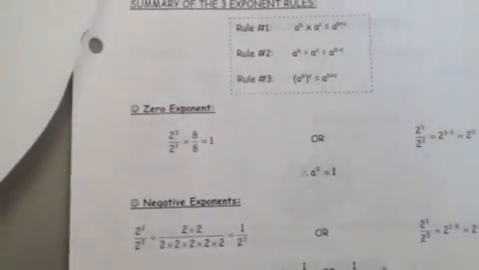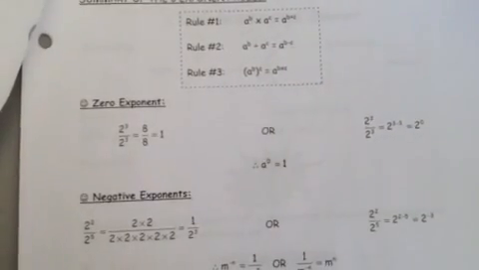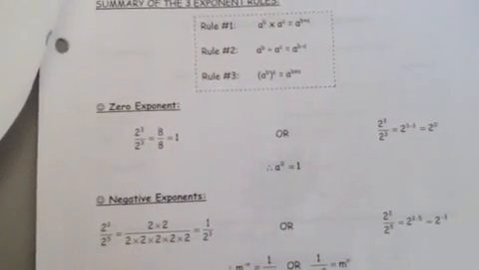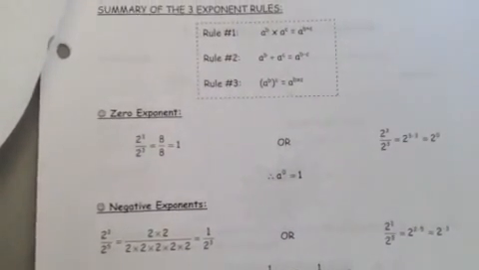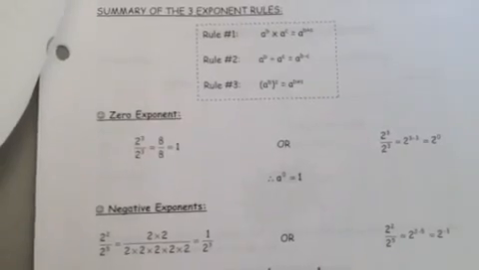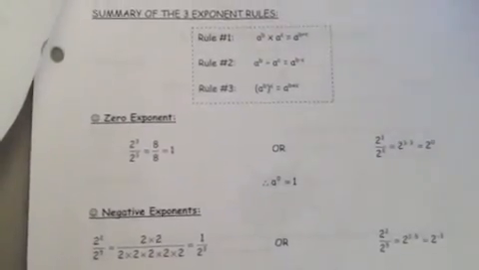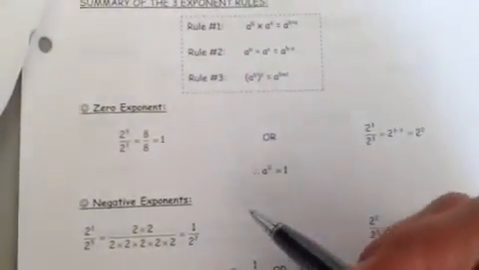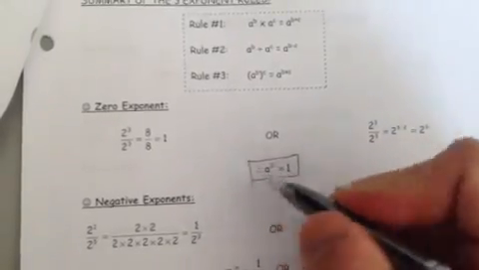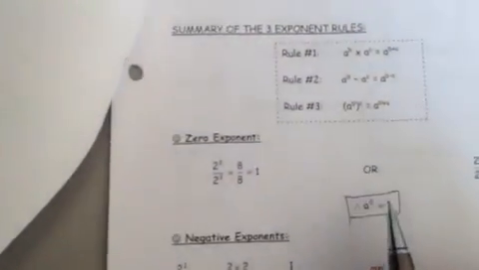Now let's take a look at the zero exponent. If you take your calculator out right now and plug in 2 to the power of 0, that will equal 1. And 3 to the power of 0 equals 1. 10 to the power of 0 equals 1. Well, why does anything to the power of 0 equal 1? That's what this example here is meant to explain.